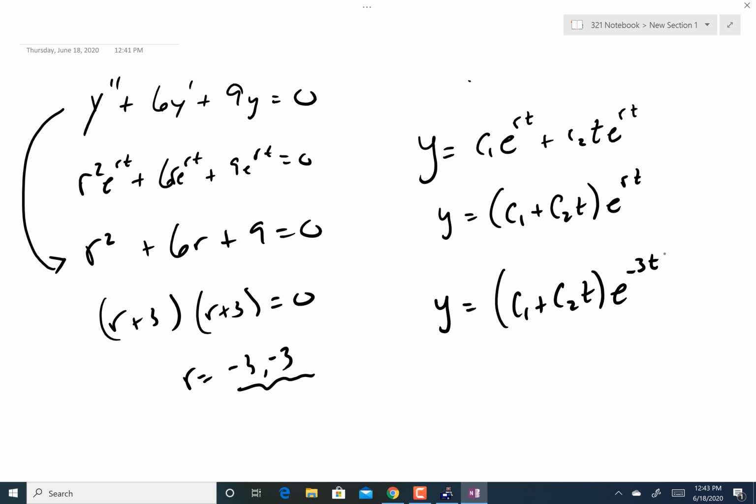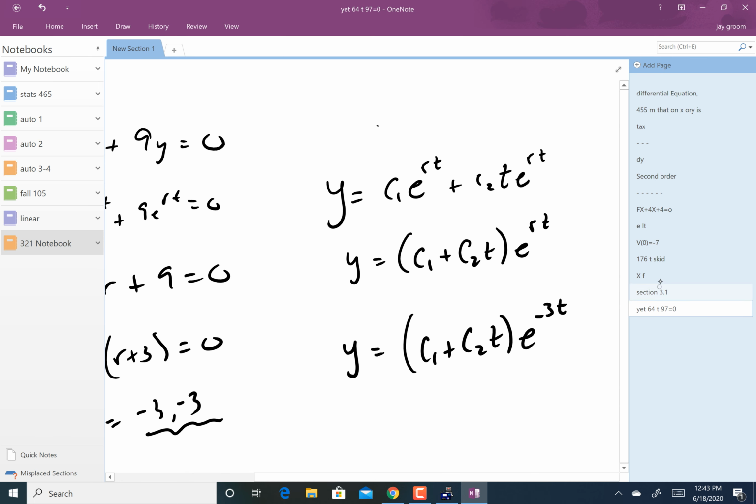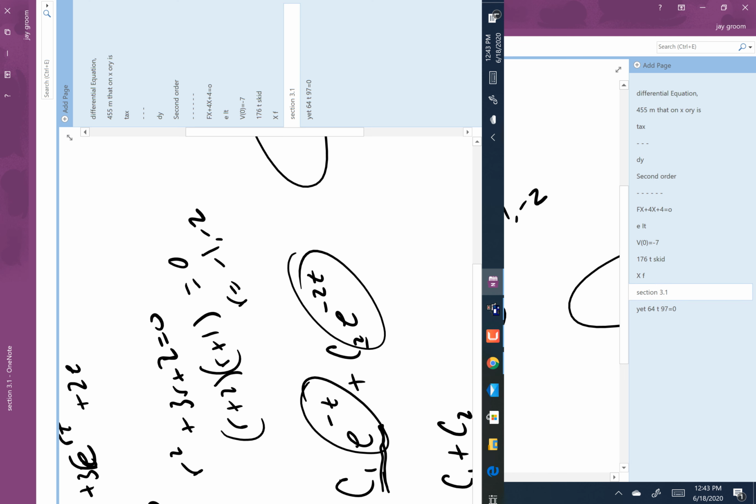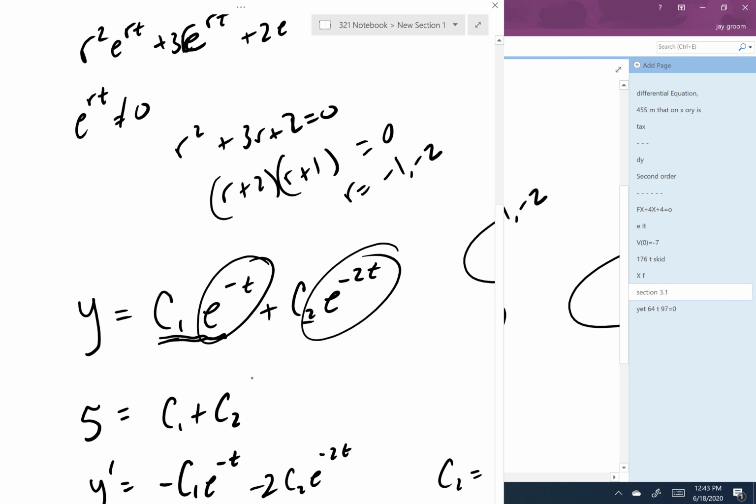3t. Now, the reason they do that is because we need independent solutions. If they were both e to the negative 3t, they wouldn't be independent solutions. So when we talk about a second order having two solutions, they are independent solutions. This is not in any way a linear combination of that. In other words, they are independent. When you add them together, there's no way that they can just cancel one another out.